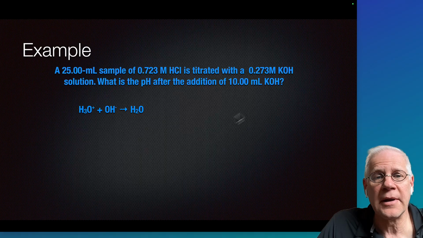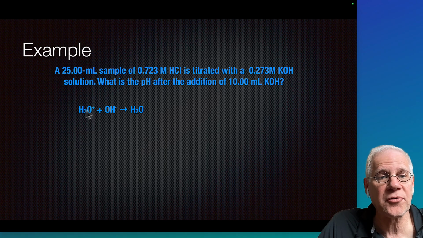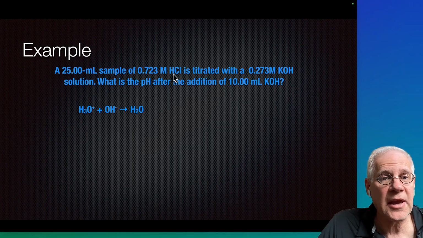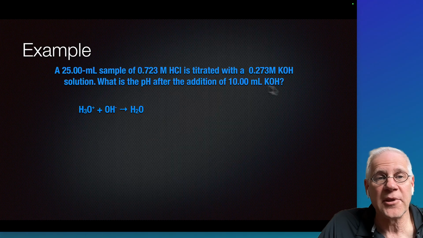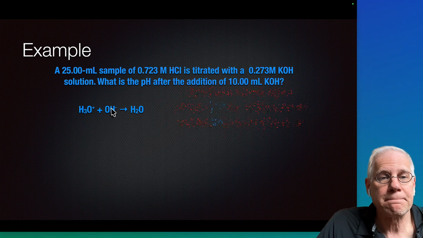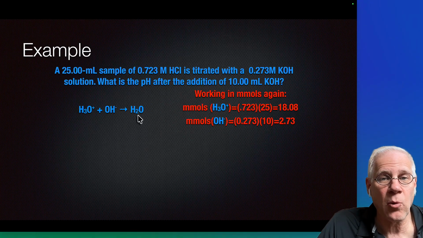So our net ionic reaction is just simply going to be the hydronium ion, H3O+, that we get from the HCl, and the hydronium ion concentration initially is going to be 0.723 because it's a strong acid, and the hydroxide that we get from the KOH, strong electrolyte, strong base, and we have 10 milliliters of that. So those two things react and we get water.